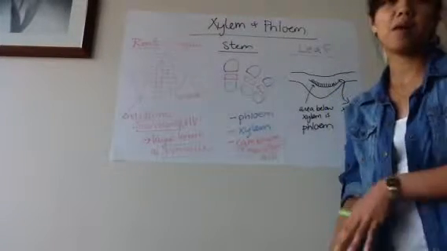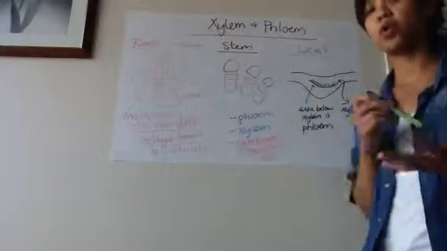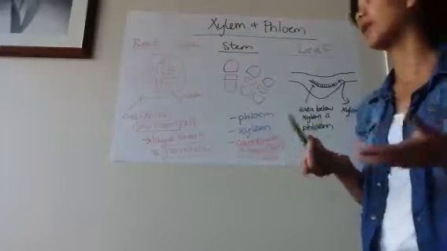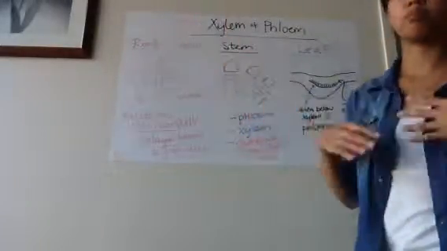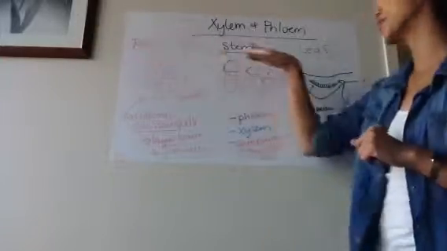Okay, just to finish up xylem and phloem. You have to make sure that you can identify what the xylem and phloem look like in the different parts of the plant. So I've done here, started from the bottom to the top. Okay, so root, stem, and leaf.